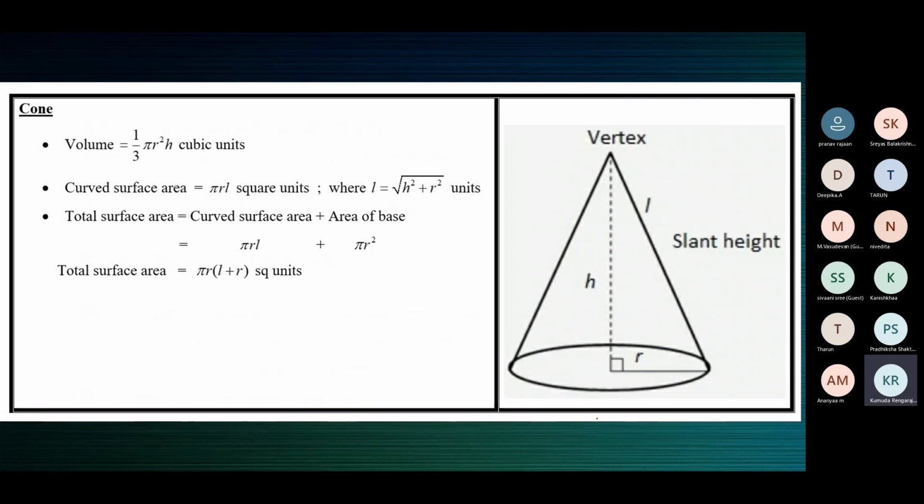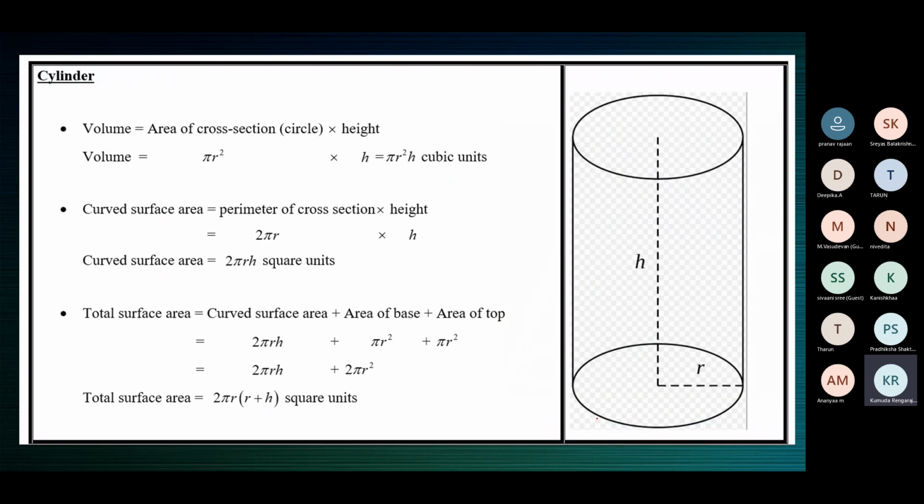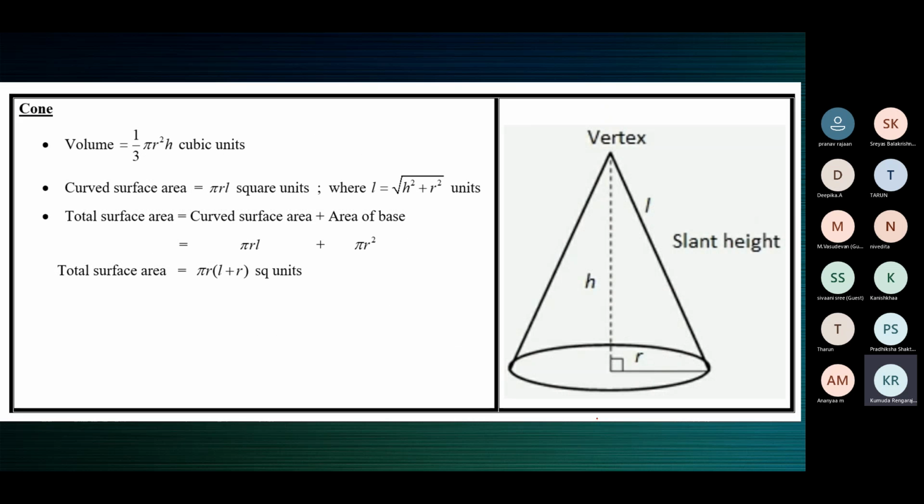That is 1/3 pi r square H, 1/3 of the volume of the cylinder. Volume of a cylinder of radius R and height H is pi r square H. So supposing you have a conical, I can't say tumbler, okay, a conical container. You have a conical container.